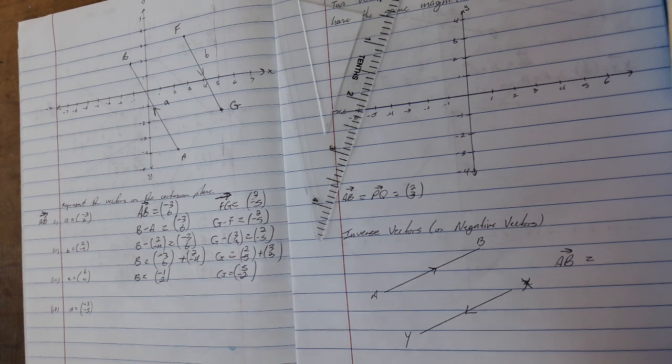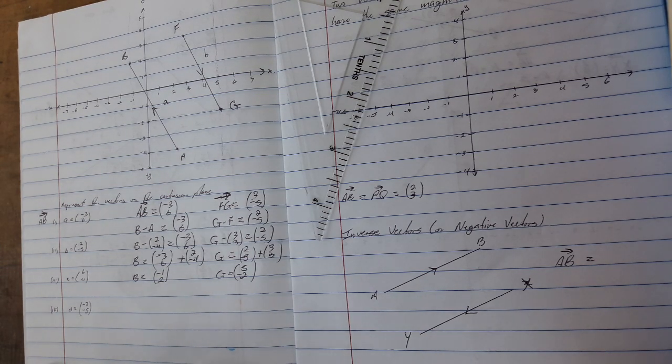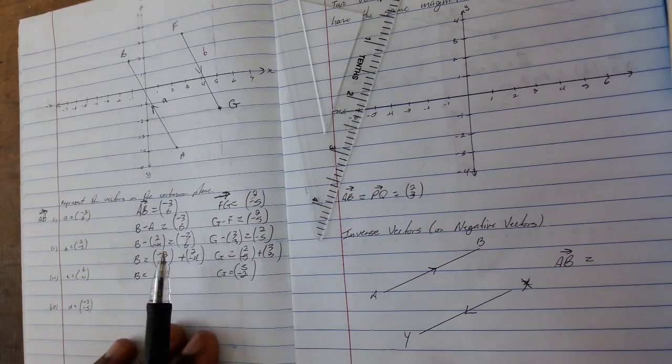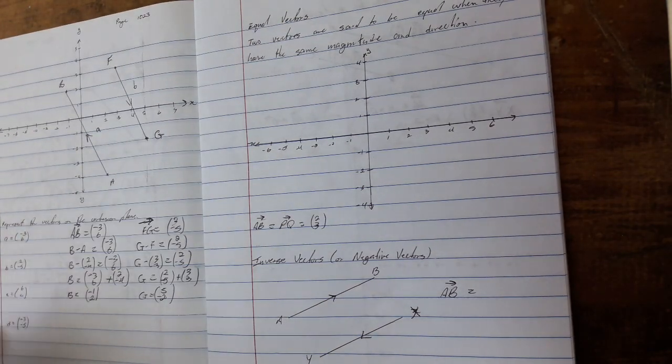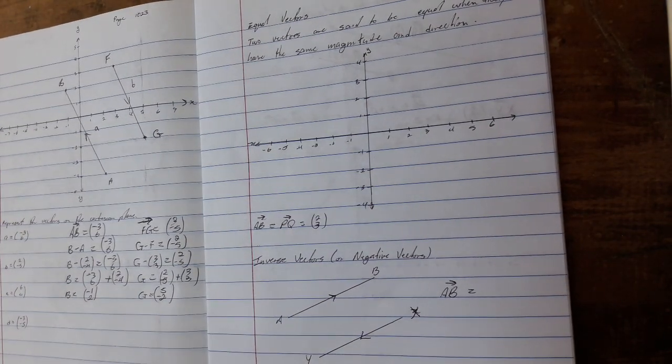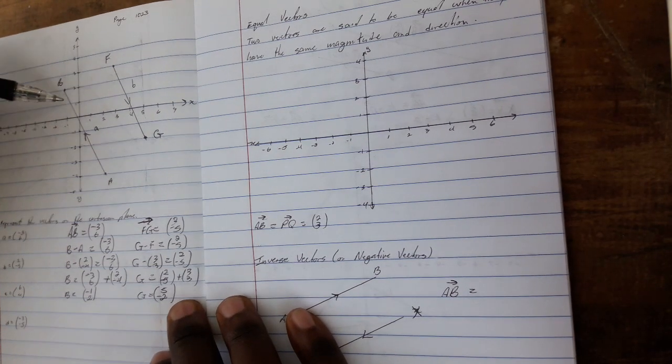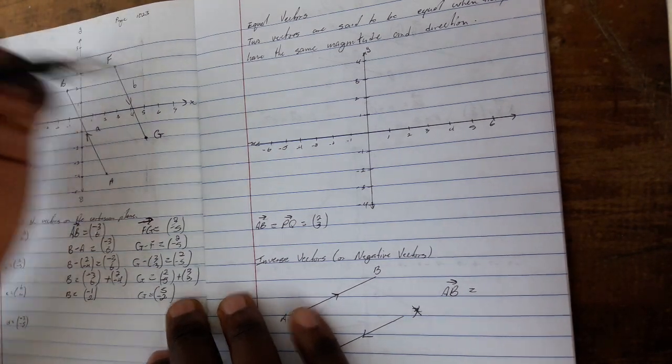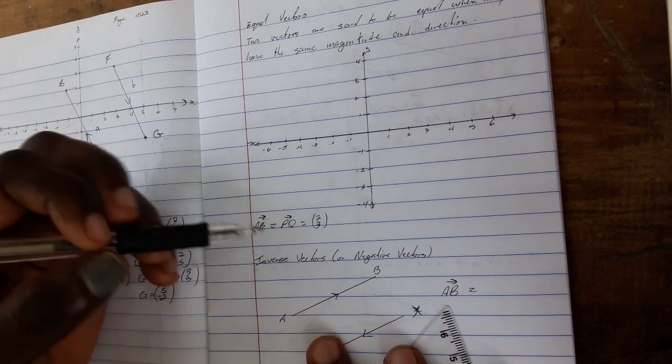And you can start anywhere for that. Alright, so you have 2 more to do here, which takes us to equal vectors. 2 vectors are said to be equal when they have the same magnitude and direction. So we only know when vectors are equal when they have the same magnitude and direction. So how do we know that 2 vectors are equal?